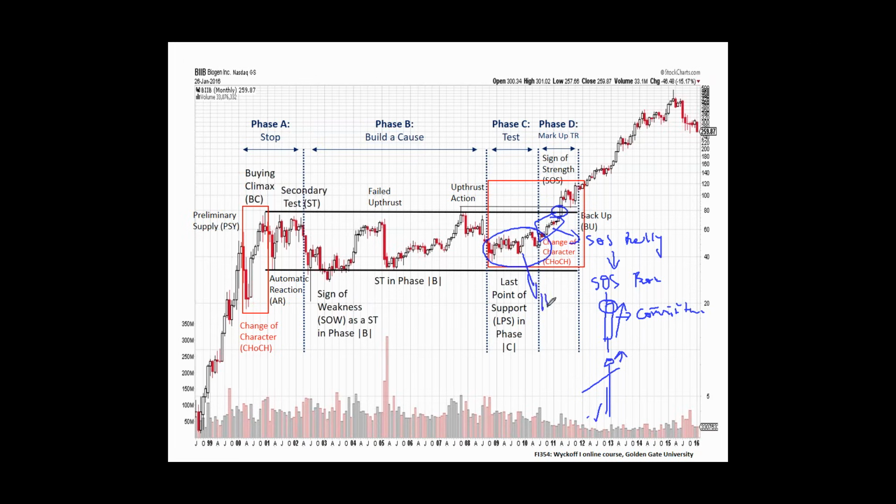So if this was the first point of entry for us, this was the second. The third one is going to happen after the commitment to the upside, after the change of character, and after a final test, a backing up action that will show us that supply is not capable of pushing the prices back into the trading range.